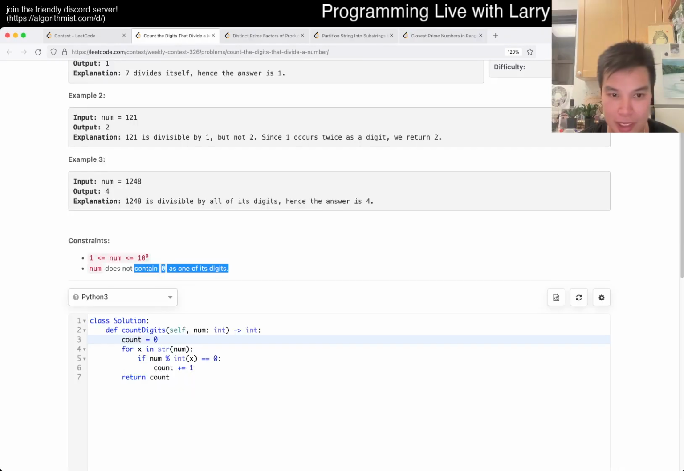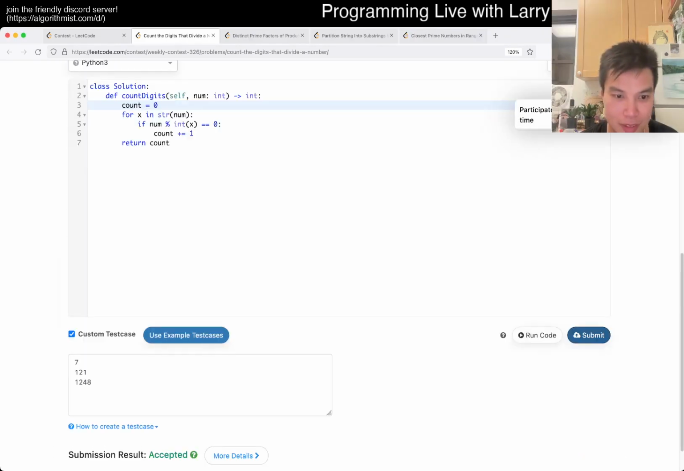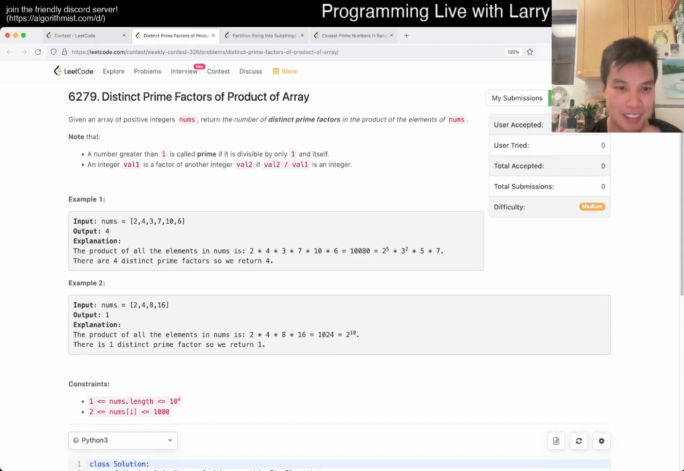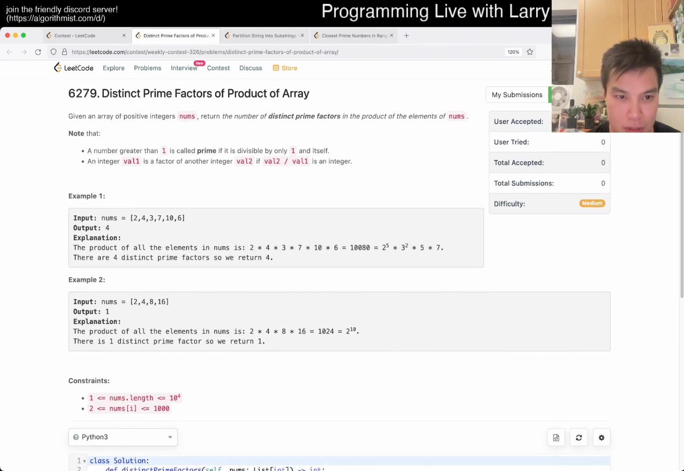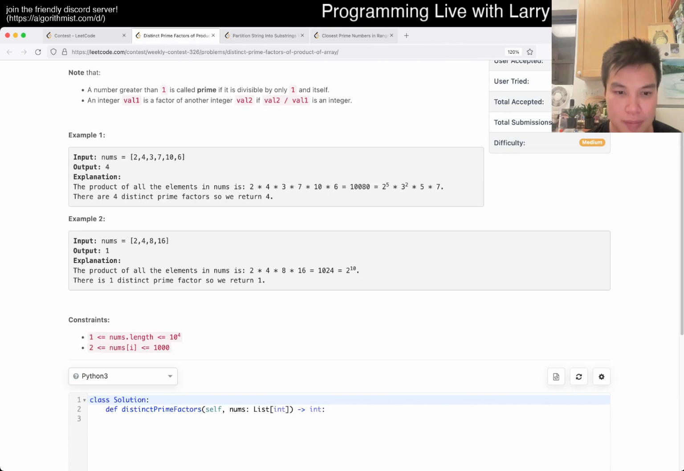Now it doesn't have a 0. That's what I was looking for, actually, because that would have been a very sad wrong answer. Distinct prime factors in the product of the elements of the array, okay. Distinct prime factors. Okay. 1,000, so go up to 33. That should be fine. Okay.